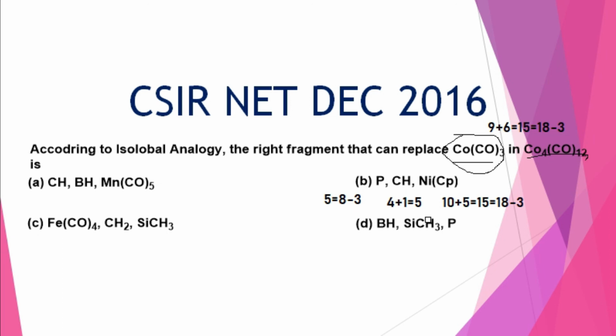With respect to CSIR NET and GATE, in GATE very simple questions are asked from the isolobal analogy. In CSIR NET there are some tricky questions, like the atomic phosphorus or atomic silicon compounds. From these compounds you have to calculate the valence electron count. So for CSIR NET, isolobal analogy is very important. So I hope you understand everything from this tutorial.